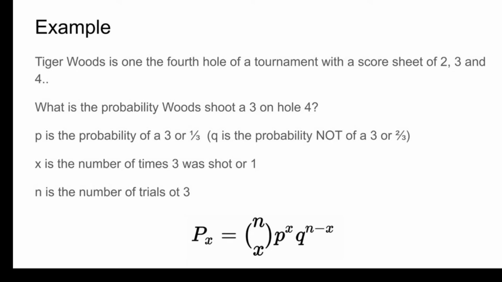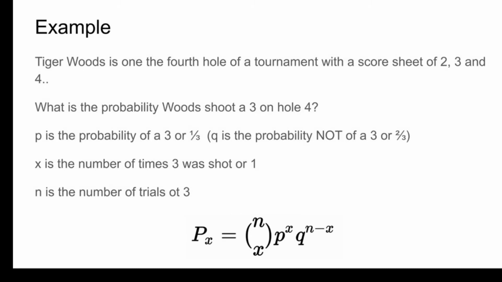So he's on hole 4, and right now he has shot a 2, a 3, and a 4 on the first 3 holes. So he's gotten a birdie, a par, and a bogey. What we want to do is find the probability that he shoots a 3 on hole 4. We can see our distribution down below, and that's a binomial distribution.